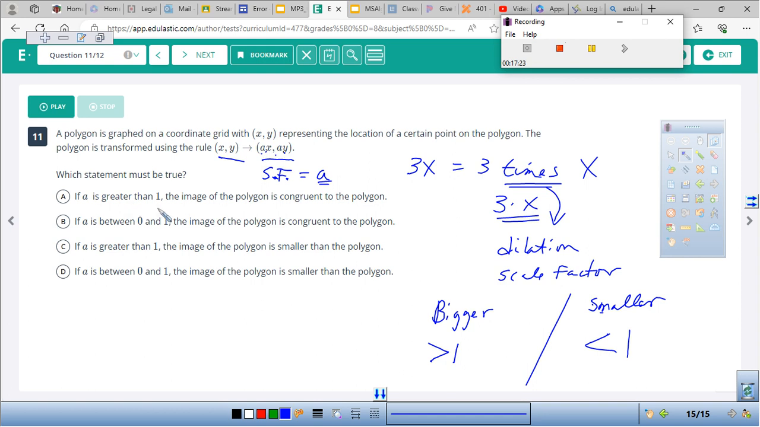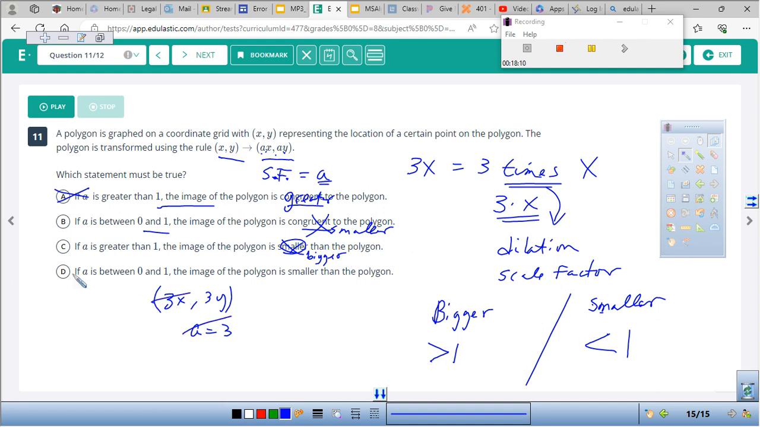So if a is greater than 1, is it congruent? No. Then it would be greater. If it's between 0 and 1, which is like a half, would it be congruent? No, it would not be congruent. It would get smaller. Okay, if a is the one that we're multiplying by here, like 3x and 3y, we're multiplying by the 3. And we're saying if a is equal to 3, if it's greater than 1, the image of the polygon would get smaller? No, it would get bigger. Okay, so that one's out.